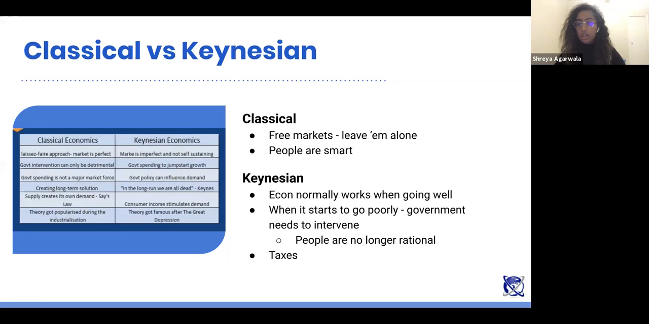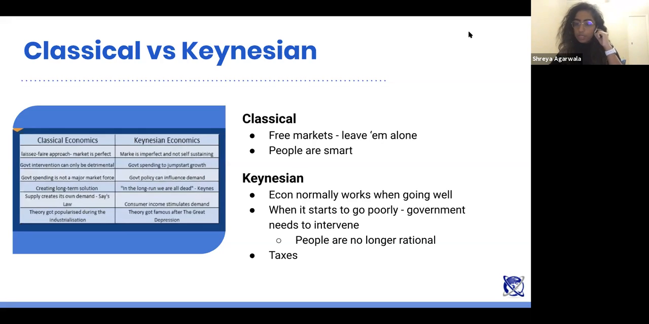Keynesian, on the other hand, says that the market, for the most part, will be fine, except when things start going poorly. At that point, the government does need to intervene because people are no longer rational consumers when things start going poorly. They get scared, they get nervous, and it clouds their ability to make smart judgments when it comes to the economy.